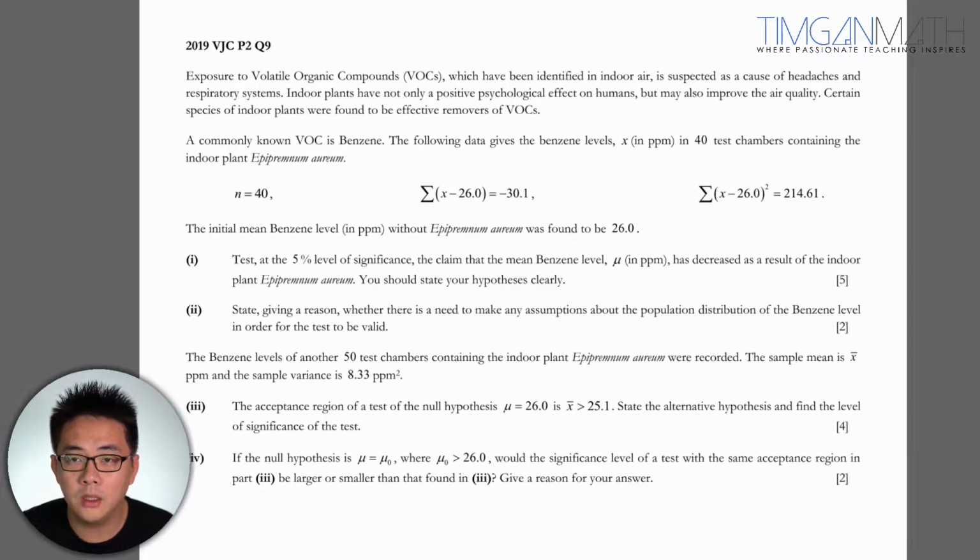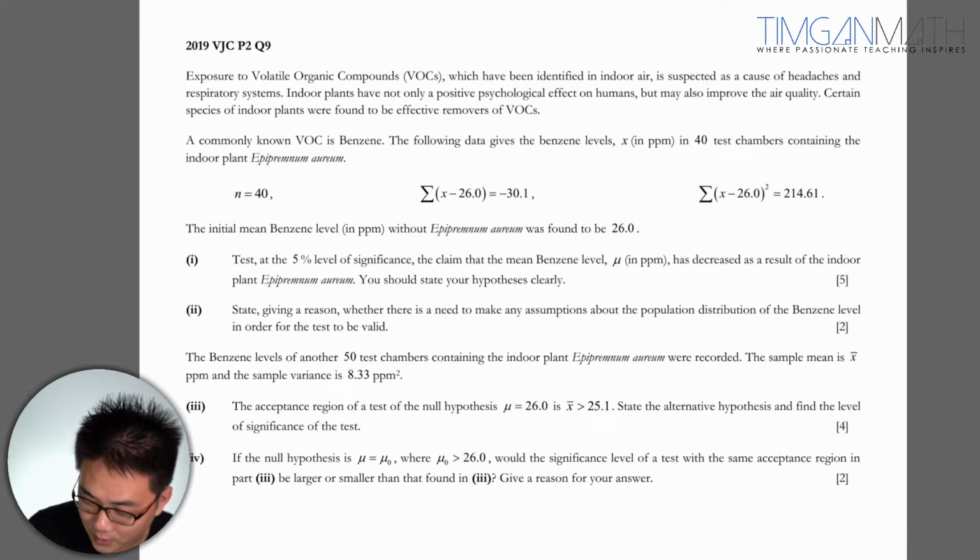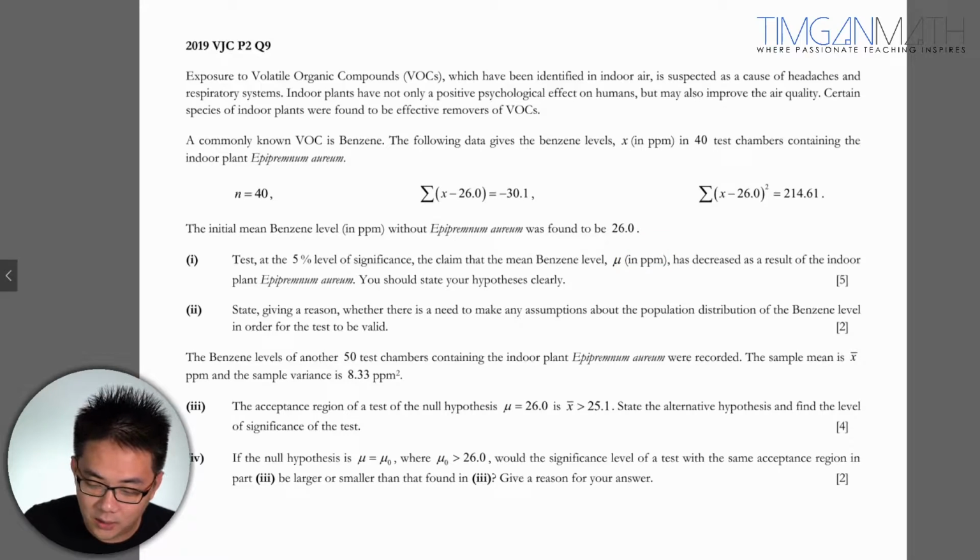Indoor plants have not only a positive psychological effect on humans, but may also improve the air quality. Okay, great. A commonly known VOC is benzene. The following data give the benzene level in 40 test chambers containing the indoor plant, Epipremnum aureum. Initially the mean benzene level without this was found to be 26. Now the question is to test at 5% level of significance whether it has decreased.